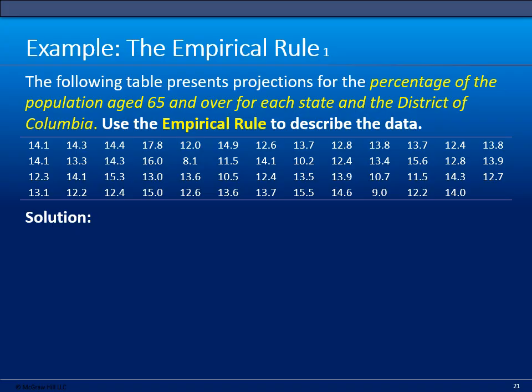The following data represents projections for the percentage of population 65 and over for each state and the District of Columbia, Washington, D.C. Use the empirical rule to describe the data.